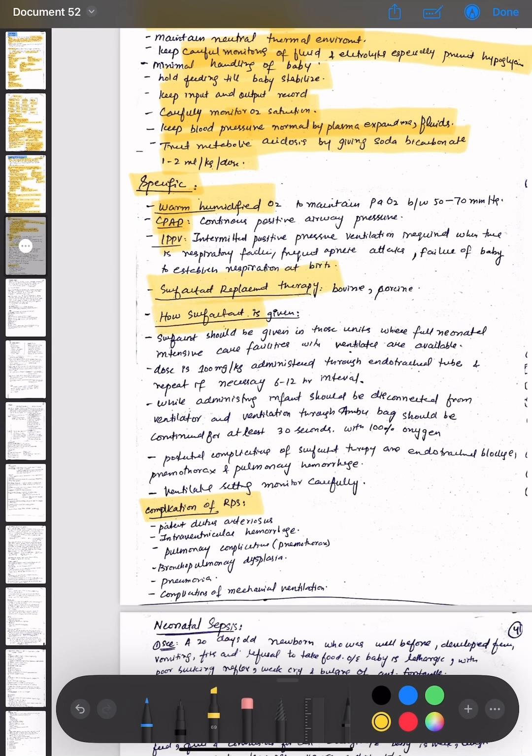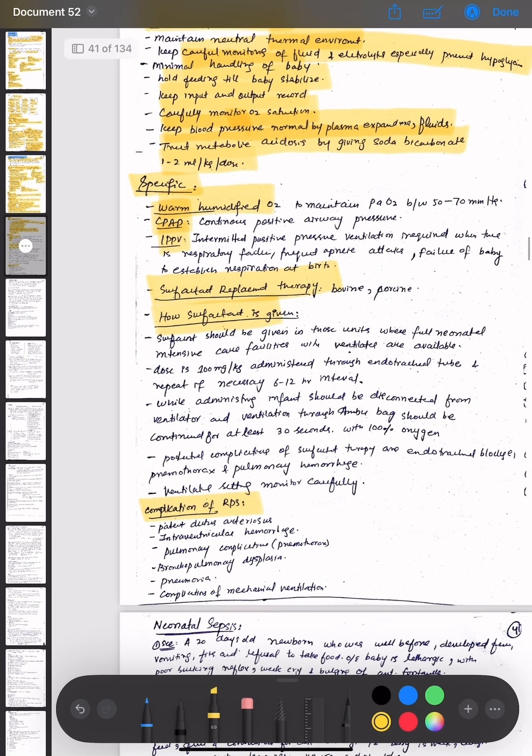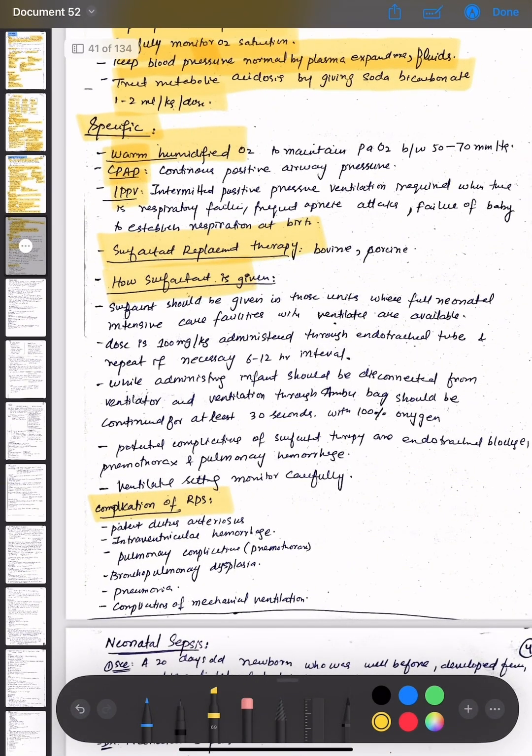Surfactants should be given in those units where full neonatal intensive care facilities with ventilators are available. The dose is 100 mg per kg, administered through an endotracheal tube, and repeated if necessary at 6 to 12 hour intervals. While administering, the infant should be disconnected from the ventilator, and ventilation through the umbilical bag should be continued for at least 30 seconds with 100% oxygen.